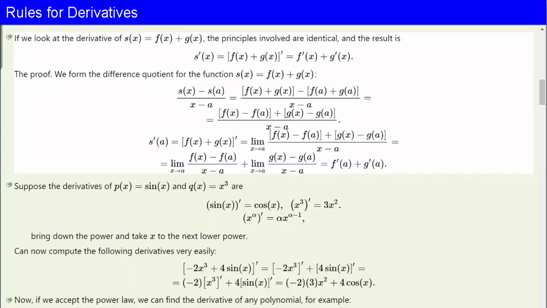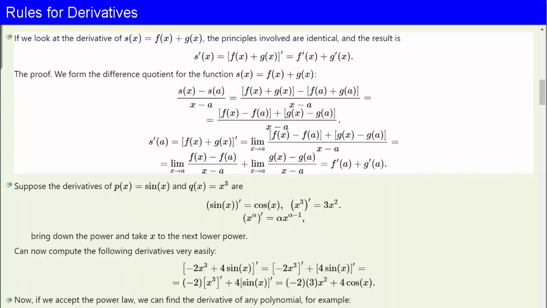We form the difference quotient for the function s of x equals f of x plus g of x, and we regroup the numerator so that we end up with, in the numerator, f of x minus f of a plus g of x minus g of a. In the denominator, we still have x minus a.